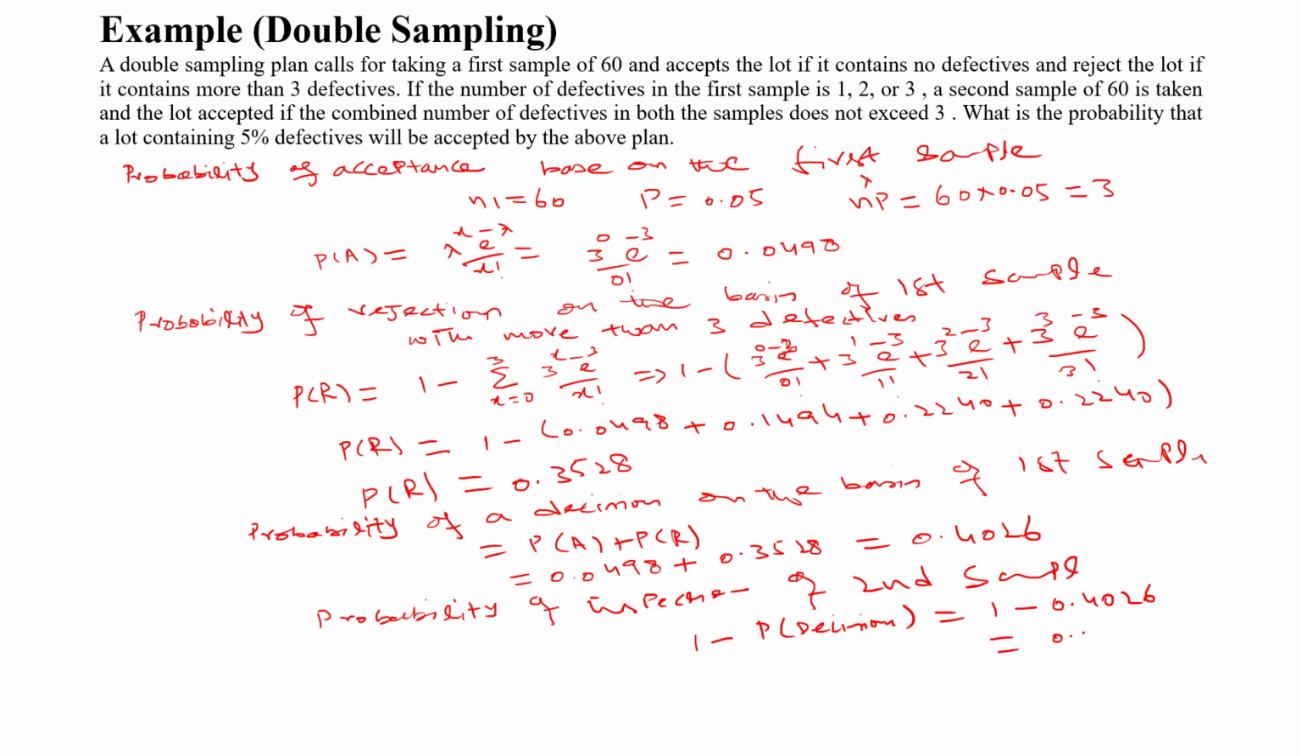So now there is 0.5974% probability that you will be going for the second sample. So basically we calculate this probability of inspection of the second sample. Now there is a 0.59% chance that we will go to the second sample. When you calculate, they already mentioned the probability that a lot containing 5% defective will be accepted by the above plan.